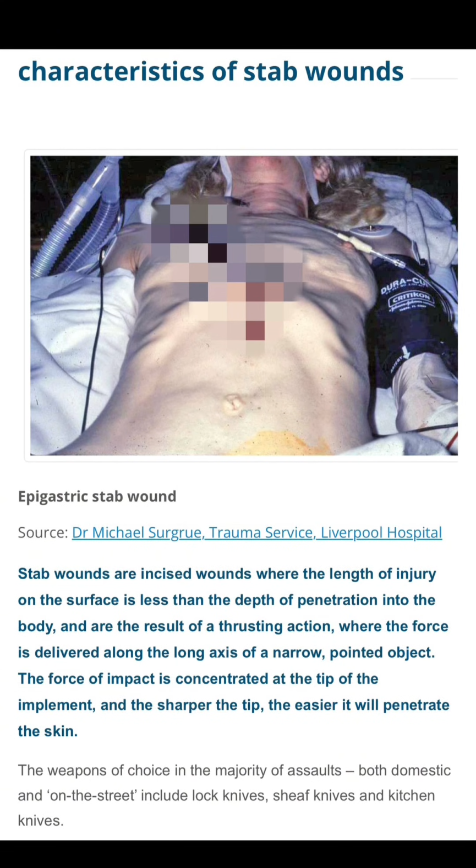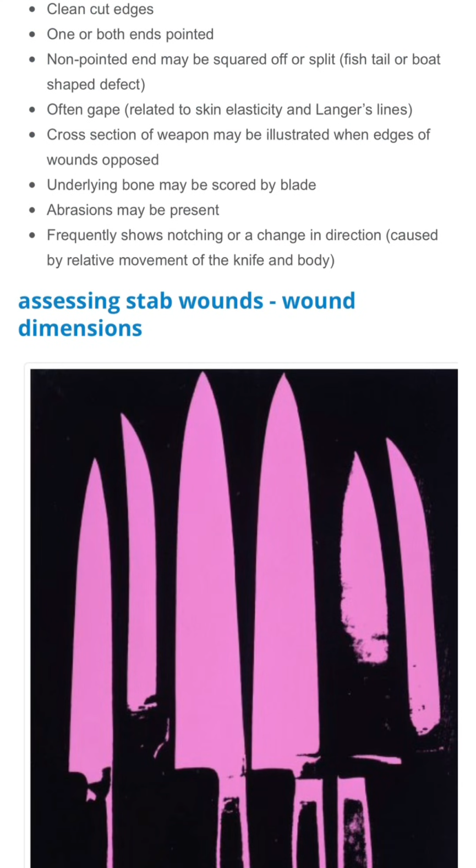It was from Liverpool Hospital. It talks about characteristics of stab wounds. And it says stab wounds are incised wounds where the length of injury on the surface is less than the depth of penetration into the body and are the result of a thrusting action where the force is delivered along the long axis of a narrow pointed object. The force of impact is concentrated at the tip of the implement, and the sharper the tip, the easier it will penetrate the skin. Now, this talks about characteristics like clean-cut edges.